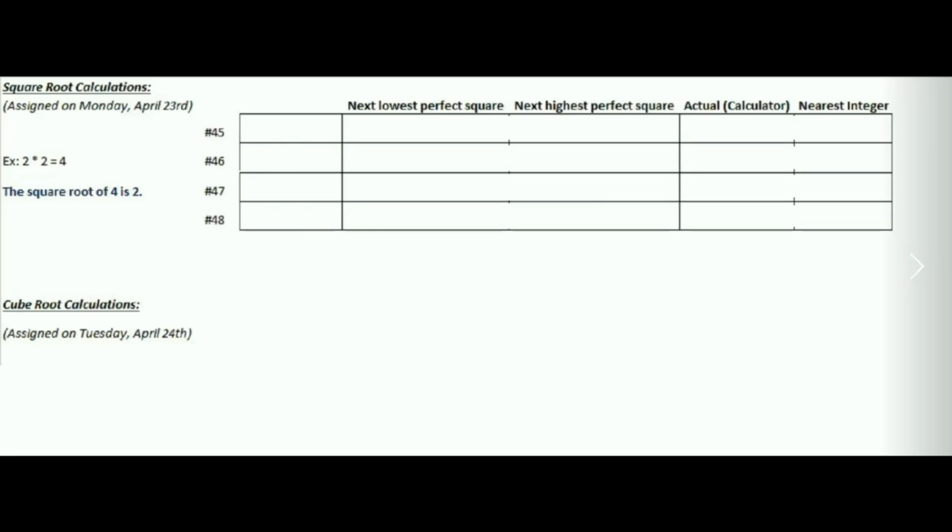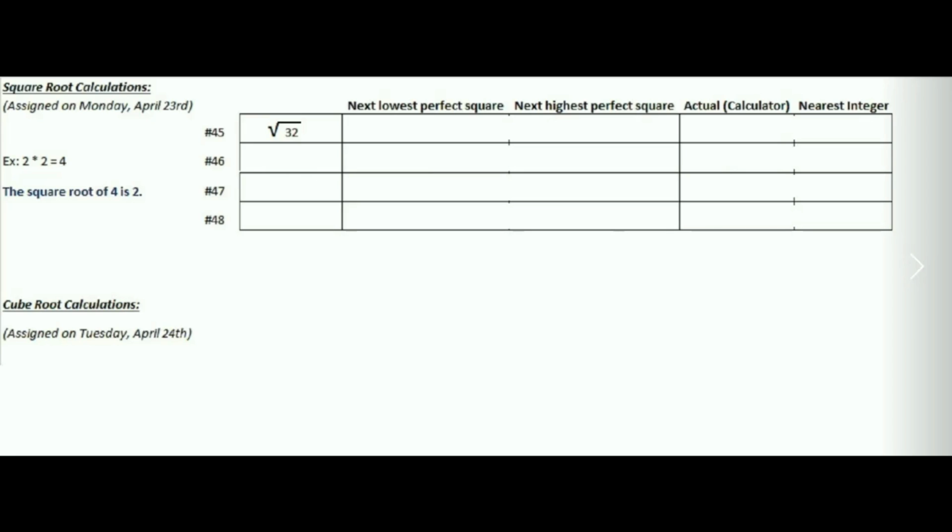So these are square root calculations, and this is the homework for Monday, April 23rd. I hope you guys did this on your own, but if you didn't, I'm going to go through these anyway. Here we are. 2 times 2 equals 4, so the square root of 4 is 2. Here's our table. We're looking at 45, 46, 47, 48. And we're starting off by looking at the square root of 32.